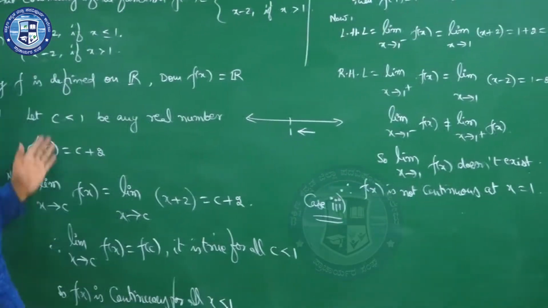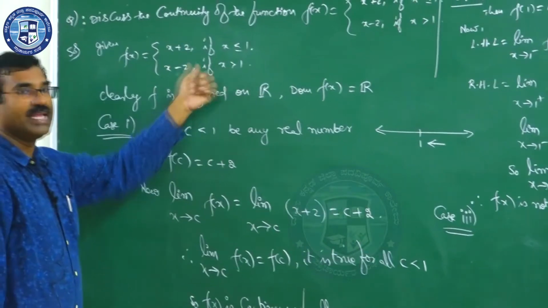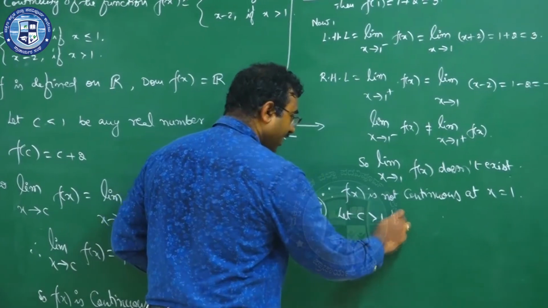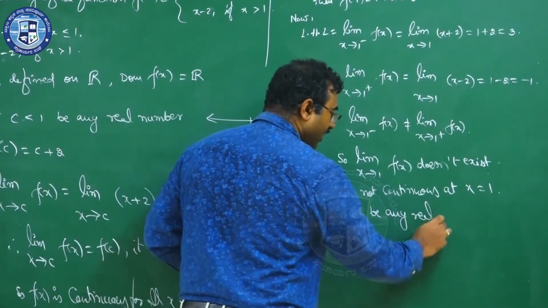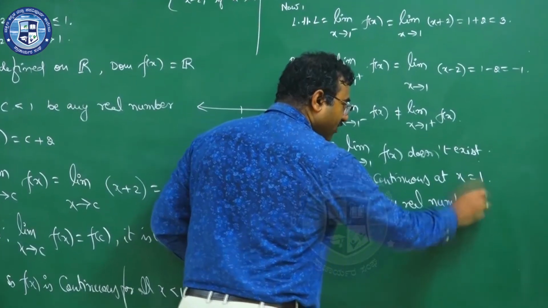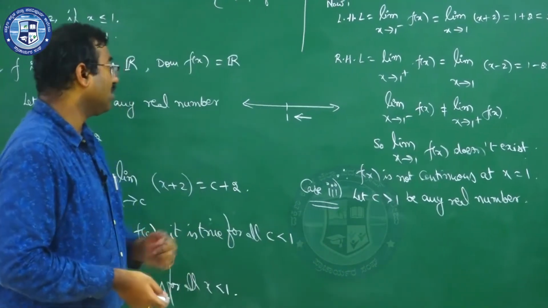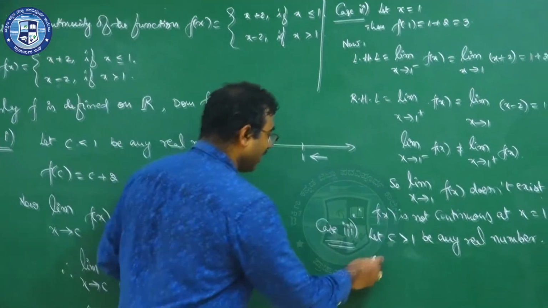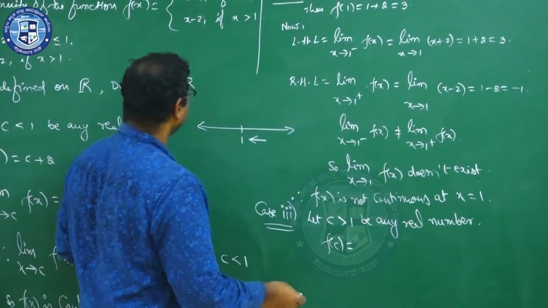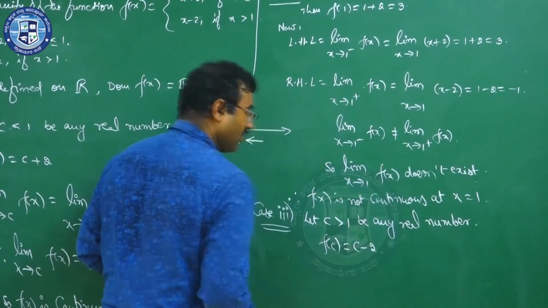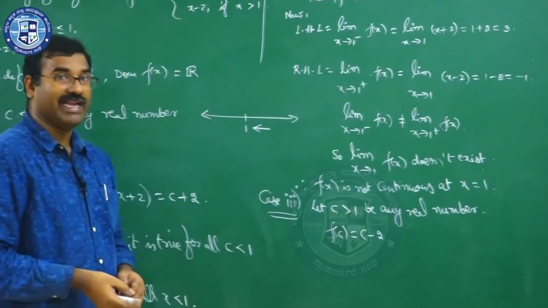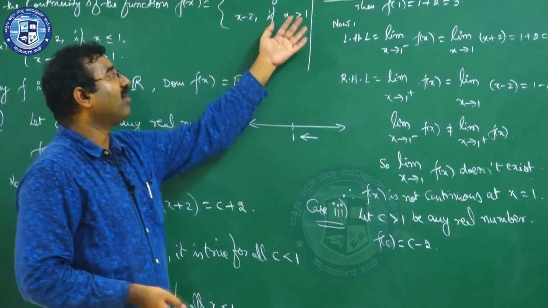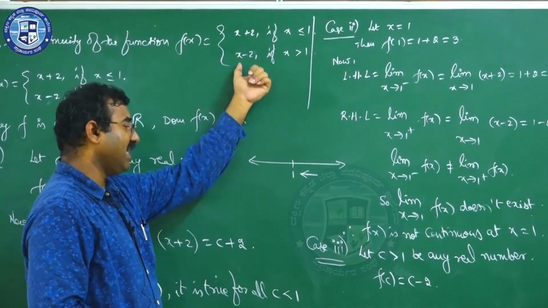So what is case 3? We take c is more than 1. Let c greater than 1 be any real number. So the function is defined here for more than 1 as x minus 2. So I can write f of c is equal to c minus 2. Now we need to work out the limiting value at c. Whether we require to work out left hand and right hand limits here? No, not required. For all c greater than 1, the function is defined as x minus 2.